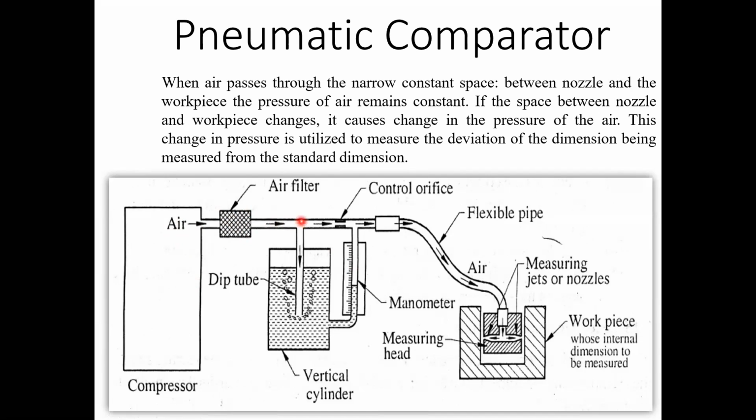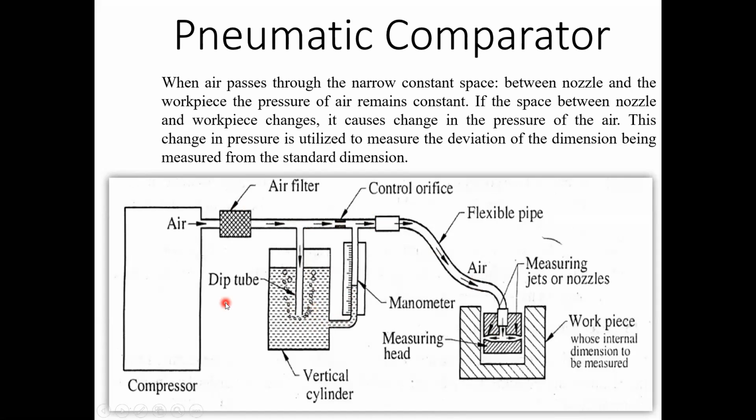The compressed air carrying tube here divides into two parts, two ways. One is connected to the vertical cylinder, and the other is connected with the measuring head through an orifice. Also, there is one manometer which is again connected with the vertical cylinder. And this vertical cylinder is filled with water, right?